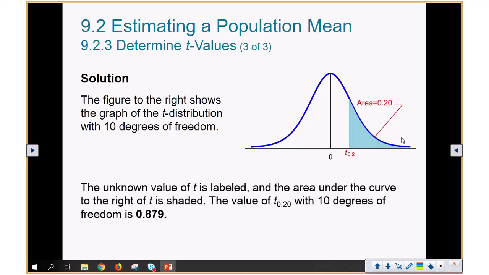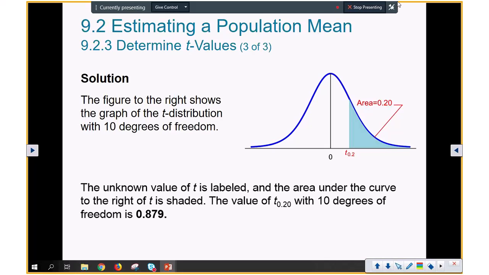Now, the only difference here is, what do I usually do with area? Do I do 2 digits or 4 digits? I do 4. So I would change that to 0.2000 because that would mean that's an area. And then degrees of freedom is 10.